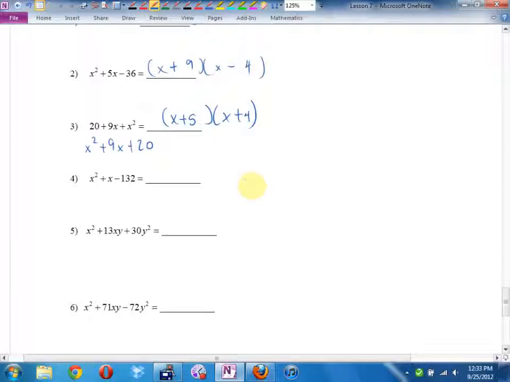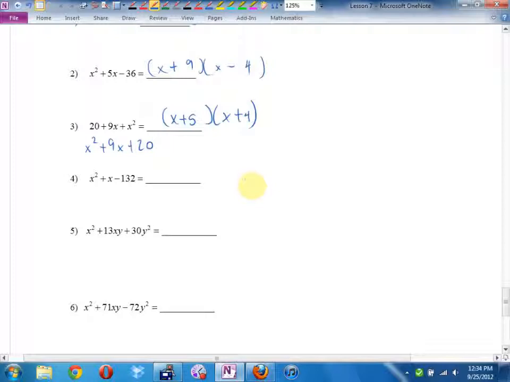Number 4. I heard it from about 5 of you. Ooh, I'm going to show you a shortcut. First of all, let's do our check. GCF? No. How many terms? 3. Is there something in front of the x squared? Nope. So our shortcut will work.